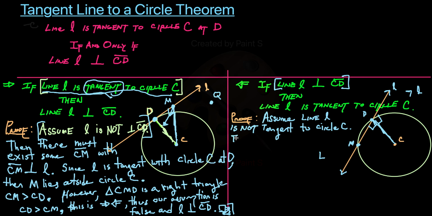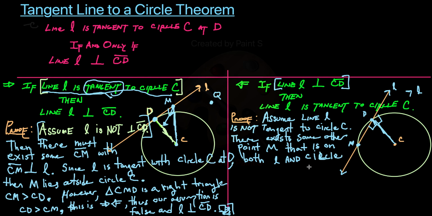Okay, so again, assume line L is not tangent to circle C. This means there exists some other point M that is on both L and circle C. Okay, so M is on both line L and circle C, and so is D.